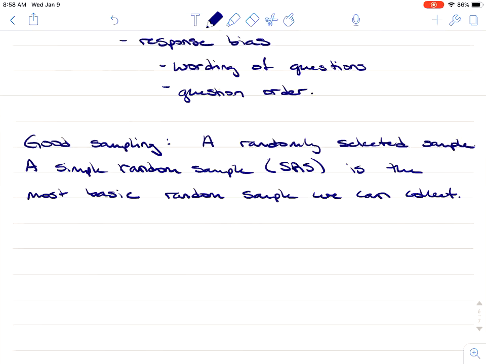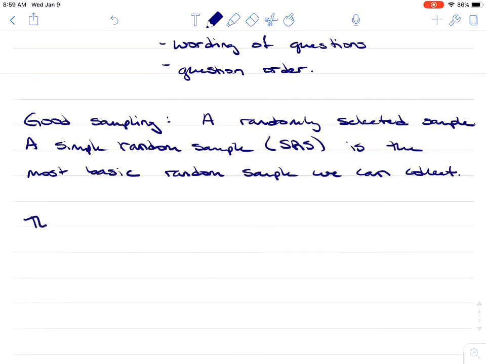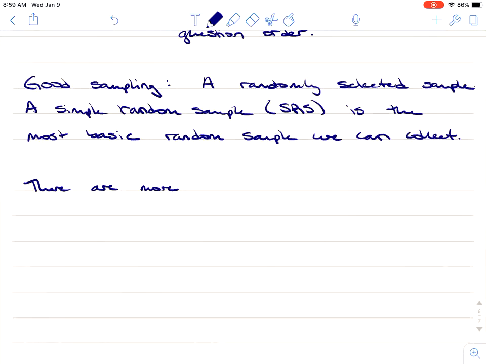So a simple random sample is just that, right? Everyone in your sample was just randomly selected from a huge group. Okay. There are more sophisticated techniques, right? There's way more sophisticated techniques, which we won't really talk about besides mentioning them. Okay. So there are more sophisticated techniques.